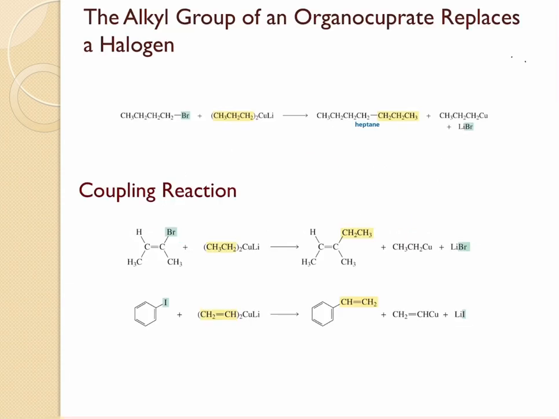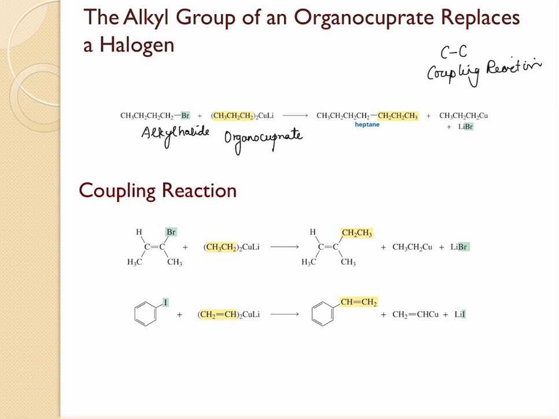With organometallic compounds, it's possible to synthesize a new carbon-carbon single bond. This reaction, where you synthesize a new carbon-carbon single bond using organometallic compounds, is called a coupling reaction. Here is one such example. Here we have an organocuprate, and here we have an alkyl halide. With the exception of alkyl fluorides, the rest of the alkyl halides can undergo this reaction.